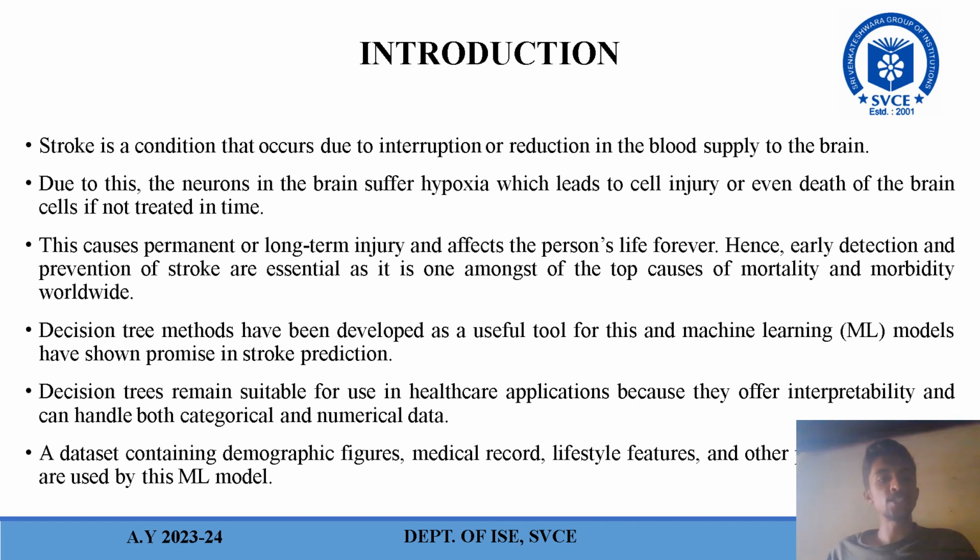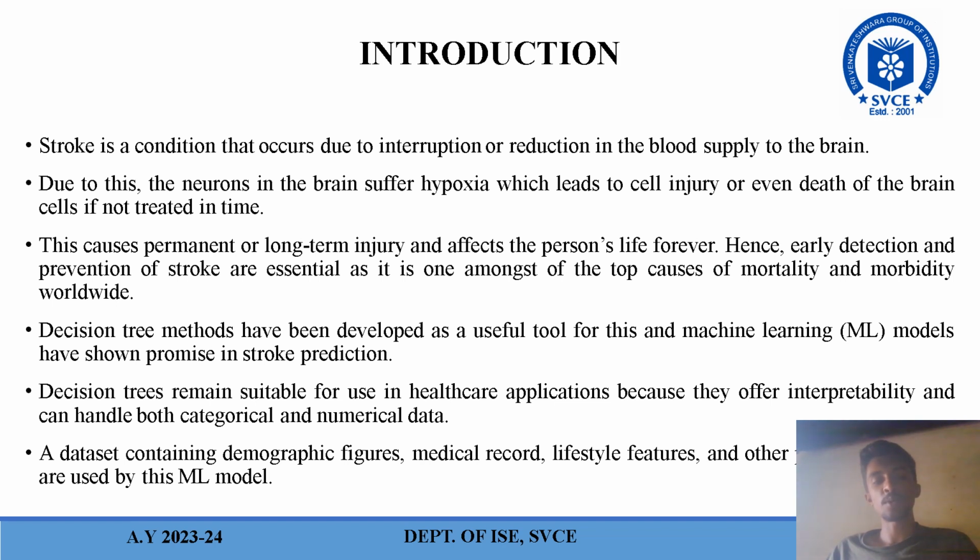A stroke is a condition that occurs due to interruption or a reduction in the blood supply to the brain. Due to this, the neurons in the brain suffer hypoxia, which leads to cell injury or even death of the brain cells if not treated in time. This causes permanent or long-term injury and affects the person's life forever. Hence, early detection and prevention of stroke are essential as it is among the top causes of mortality and morbidity worldwide. Decision tree methods have been developed as a useful tool for this, and machine learning models have shown promise in stroke prediction.